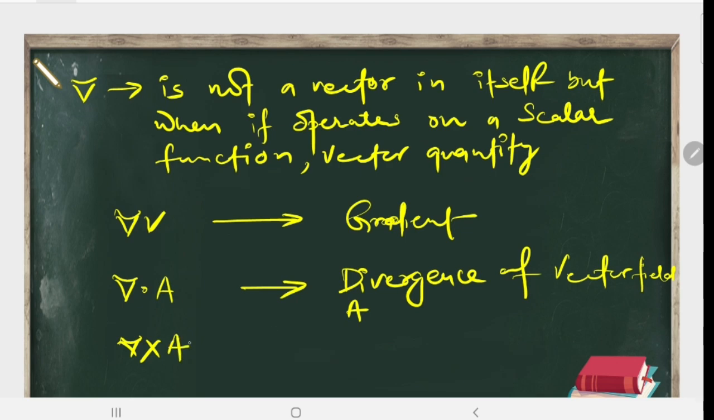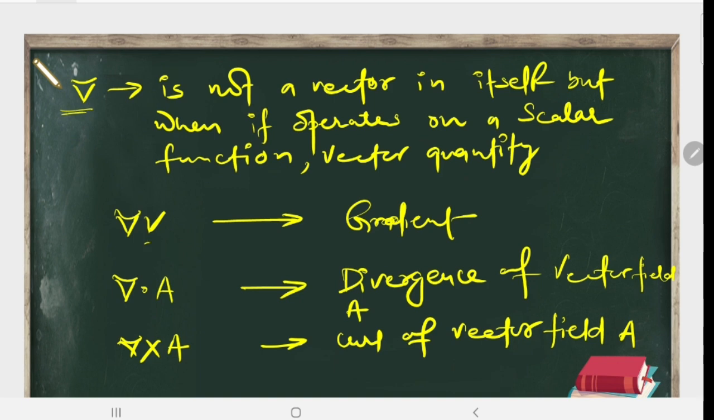Del cross A, curl of vector field A. If you operate the del operator with a scalar quantity, you will get a vector quantity. This is called the gradient of a scalar field.